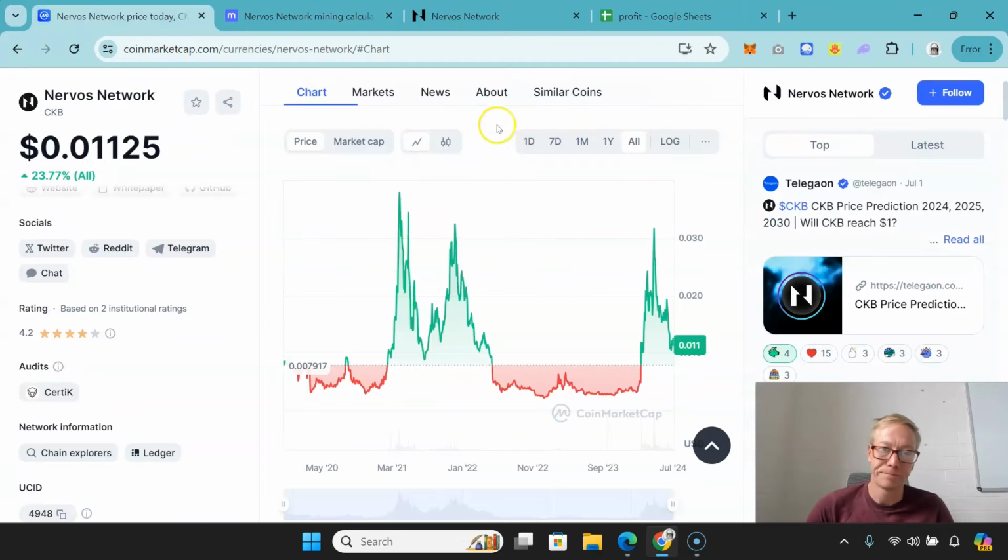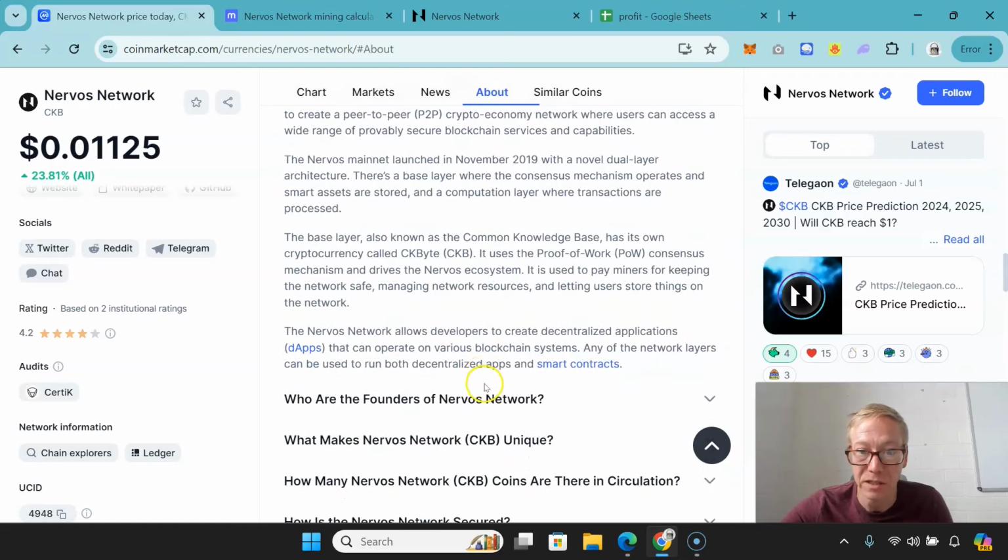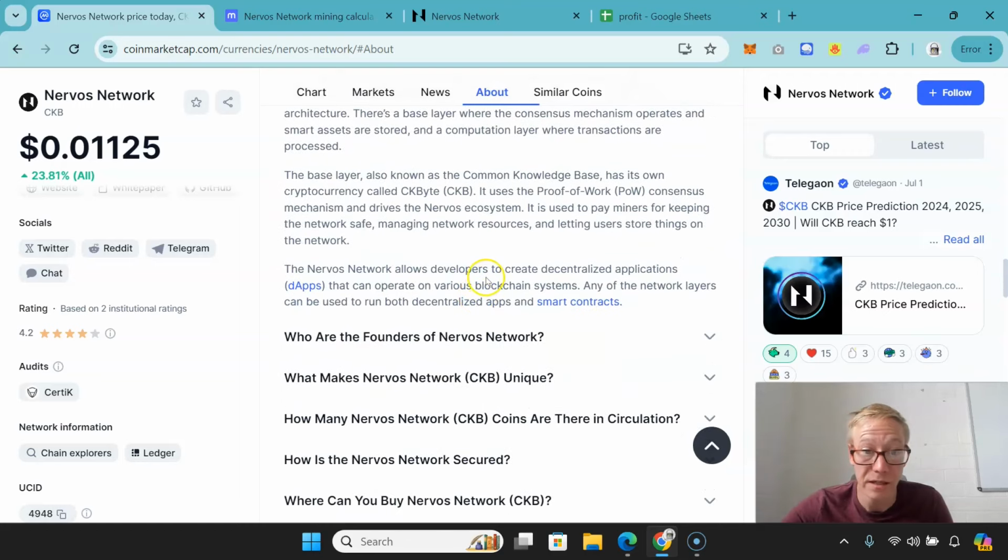Now, Nervos. Nervos Network is a proof of work crypto. The base layer is known as the Common Knowledge Base, and it has its own crypto called CKByte. It uses the proof-of-work consensus mechanism and drives the Nervos ecosystem. It is used to pay miners for keeping the network safe, managing network resources, and letting users store things on the network.